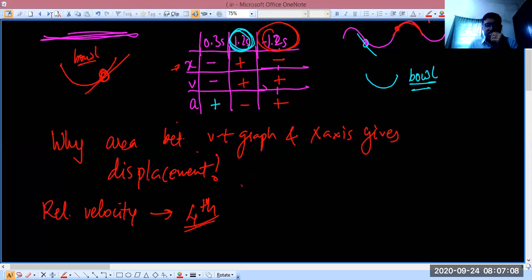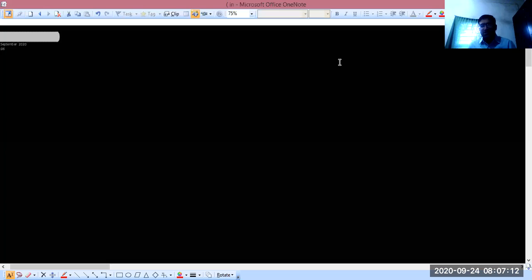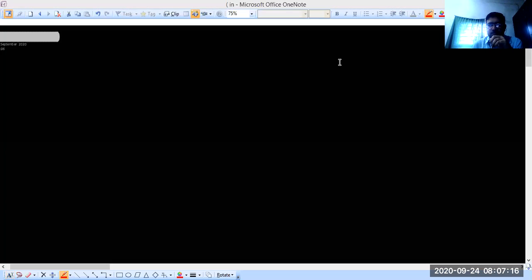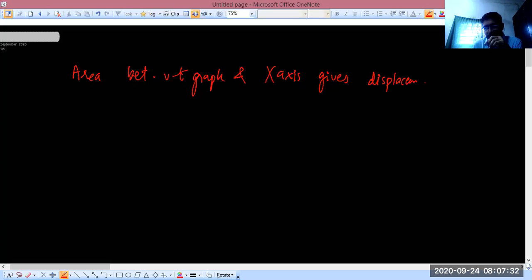So let's start now. Finally, the area between the v-t graph and the x-axis gives displacement, right? So why is this so? That's what we are going to talk about.